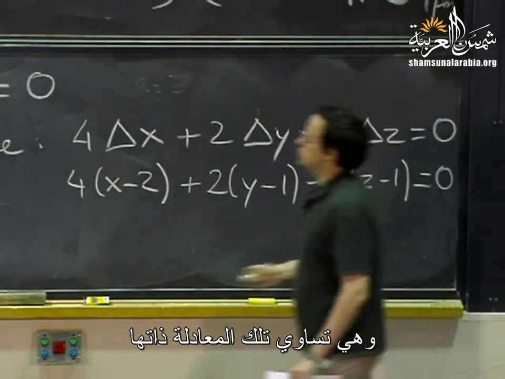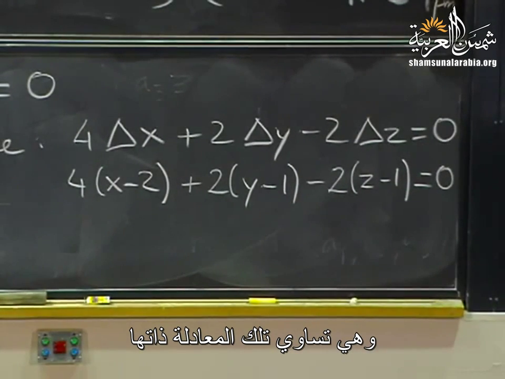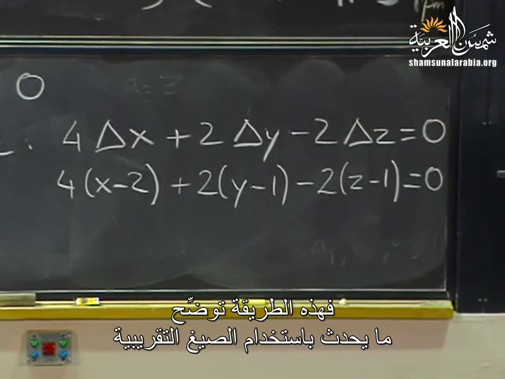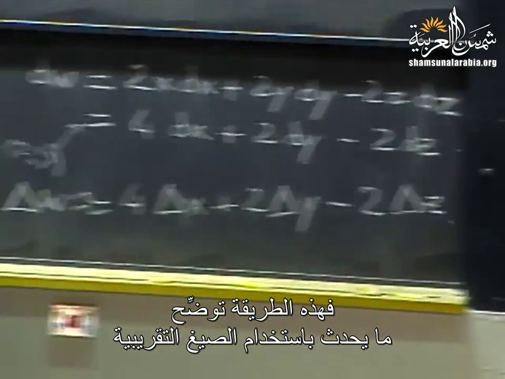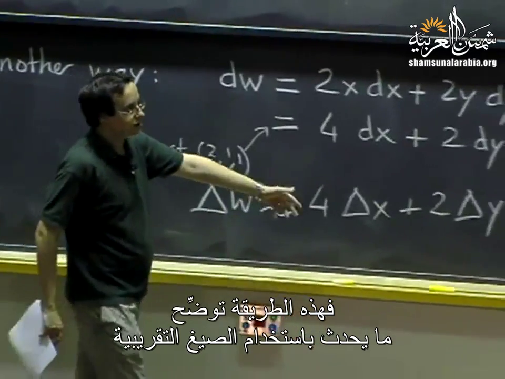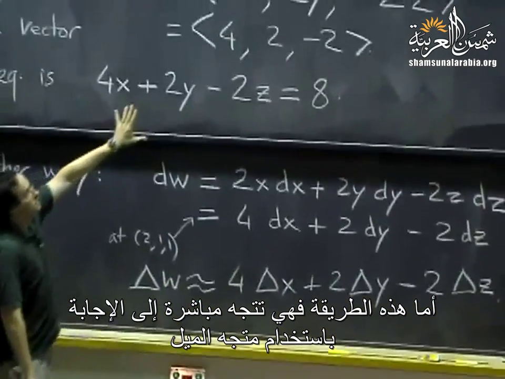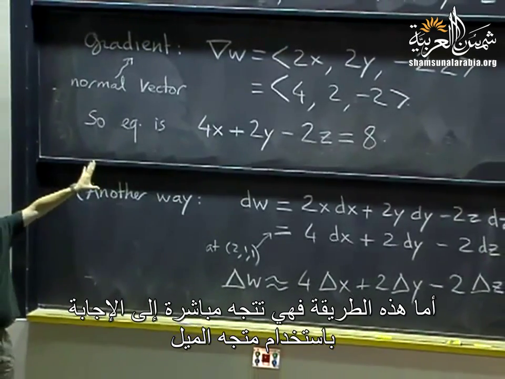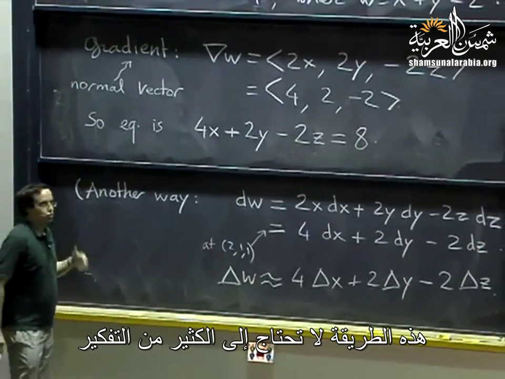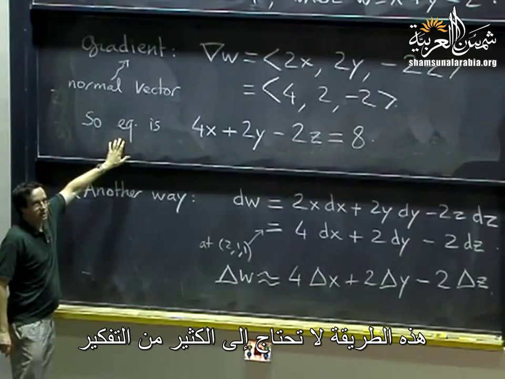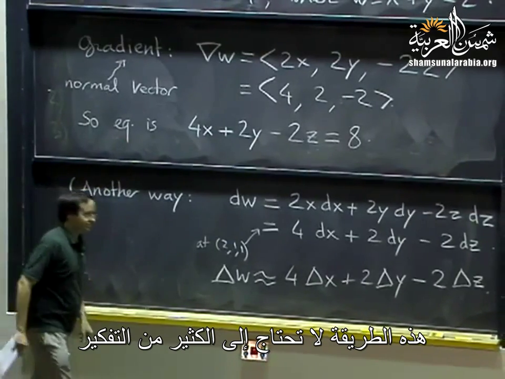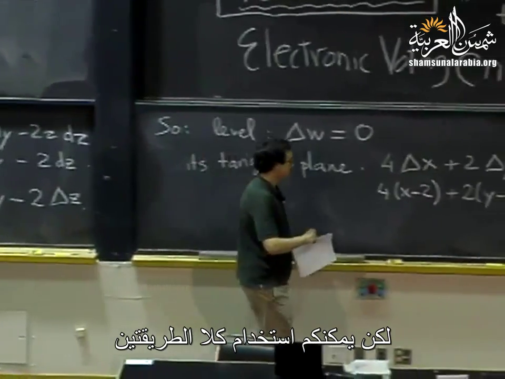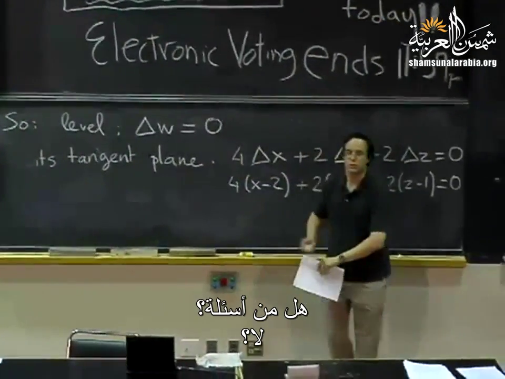It's the same equation as the one over there. These are just two different methods to get it. This one explains what's going on in terms of approximation formulas. This one goes right away to the answer by using the gradient vector. So with this one, you don't have to think nearly as much, but you can use either one. Okay, questions?